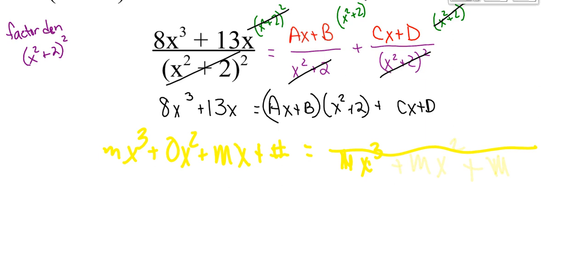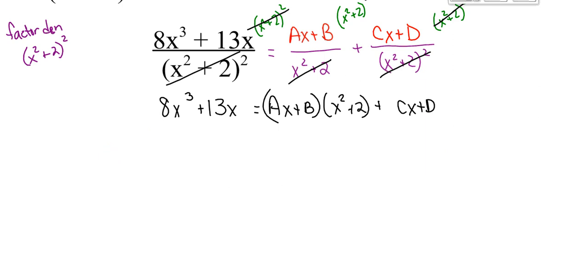So on the left, I am going to rewrite that with 0 placeholders, but maybe I'll wait until I clean up the right. So I do have to distribute this. So ax times x squared is ax to the third.